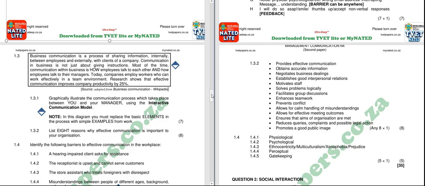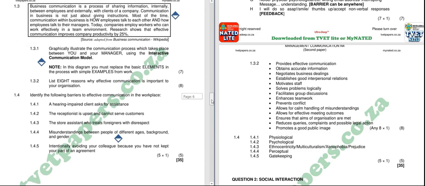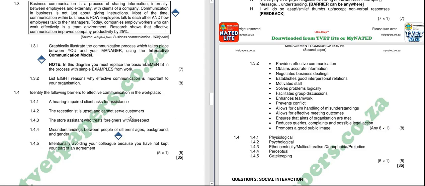Then moving on to 1.4, it reads: identify the following barriers to effective communication in the workplace. So these are the barriers that we have. In response to that, on 1.4.1 we will say physiological, 1.4.2 psychological, 1.4.3 ethnocentricity, 1.4.4 perceptual, and 1.4.5 gatekeeping.